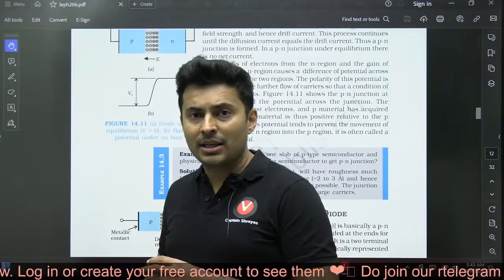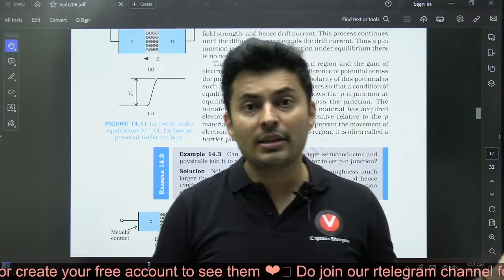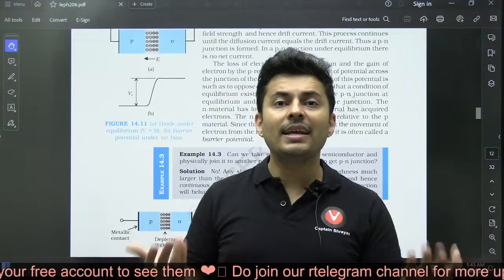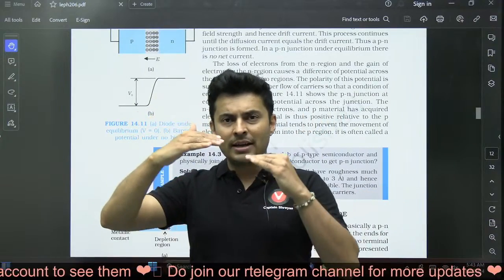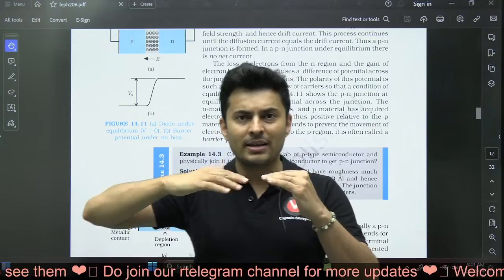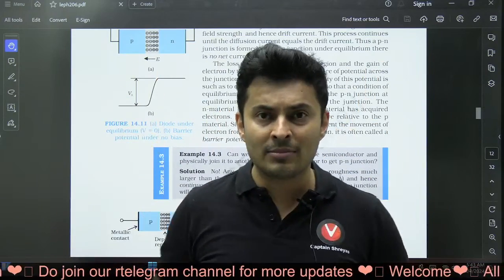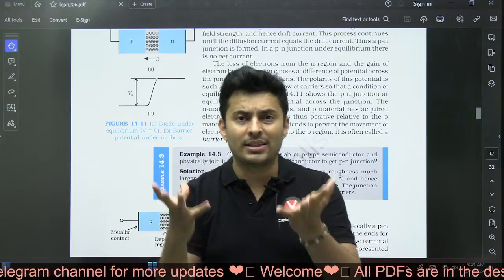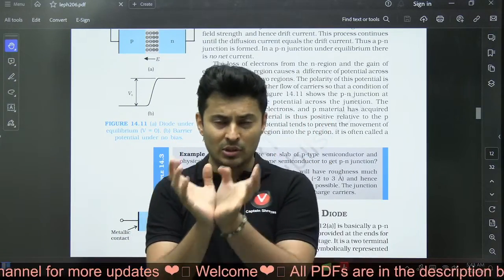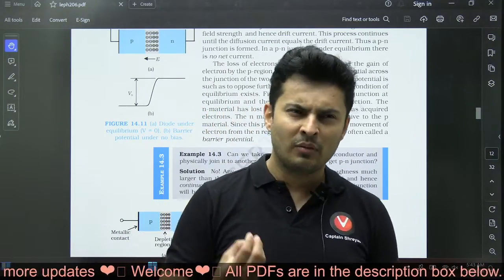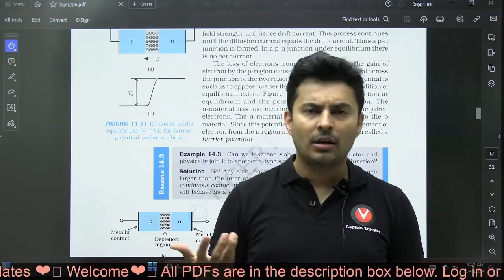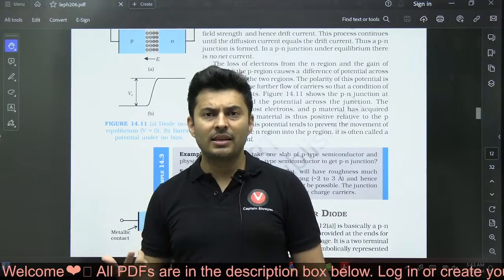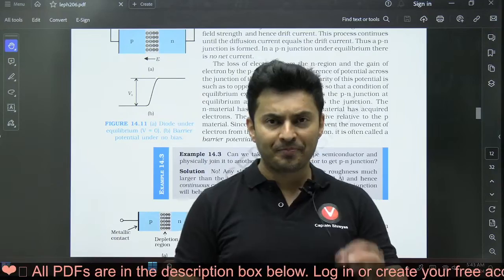If the current has to be established in the forward bias, it is very easy, because once that potential barrier goes down in forward bias, a sudden surge of current comes. The voltage at which that barrier potential is overcome for that surge is also called the knee voltage. For germanium it is, I think, 0.3, and for silicon it is 0.7 volts.